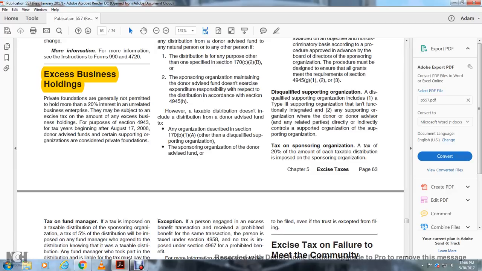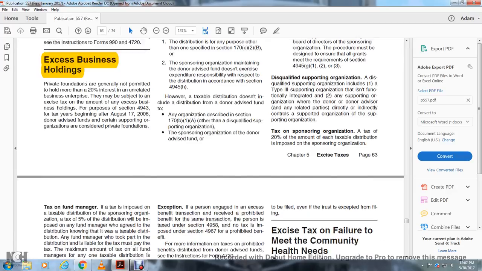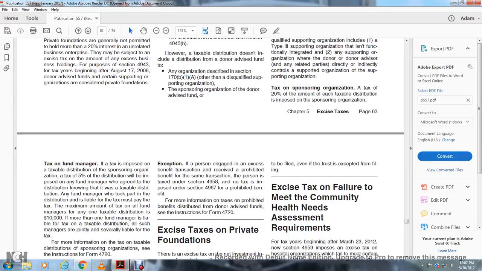Tax on the sponsoring organization. A tax of 20% of the amount of each taxable distribution applies to the sponsoring organization. Alright, tax on the fund manager. If the tax is imposed on the taxable distribution of the sponsoring organization, a tax of 5% of the distribution is imposed on the fund manager who agreed to the distribution.